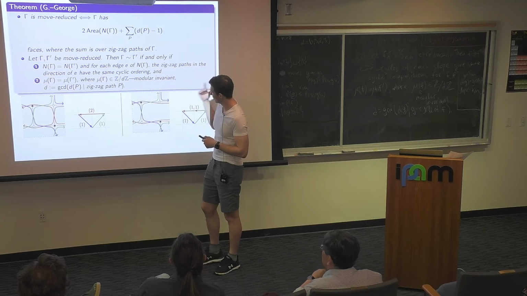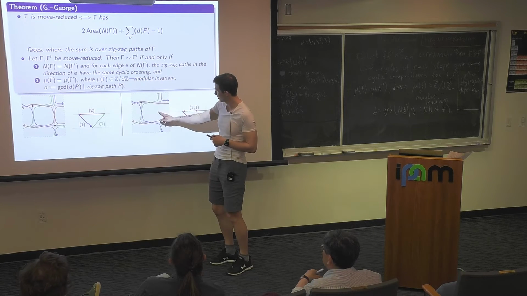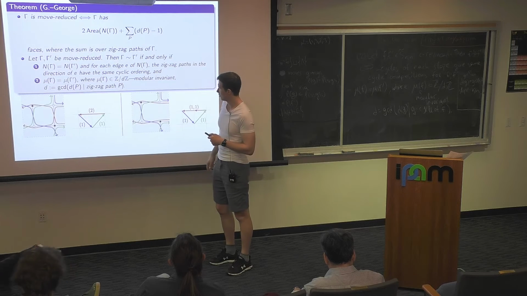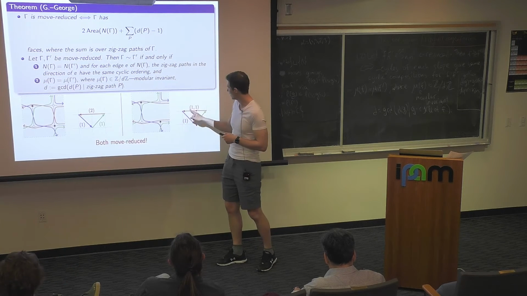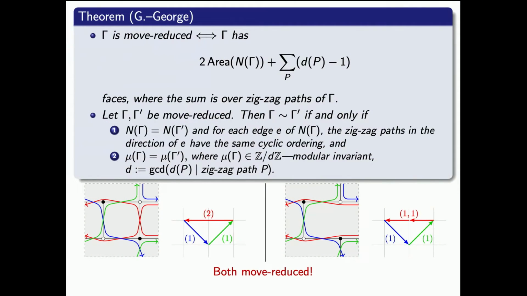So example number one, as I said, this is minimal, that is not minimal, but both of them are move reduced. And so the reason is that, so I'm putting the cyclic composition for each edge. So for this edge, it has length 2. So here are two different zigzag paths with the same direction. But for this edge, there's only one zigzag path of homology, like -2, 0. So the two cyclic compositions are different, and this one contributes an extra 1 in this summation.